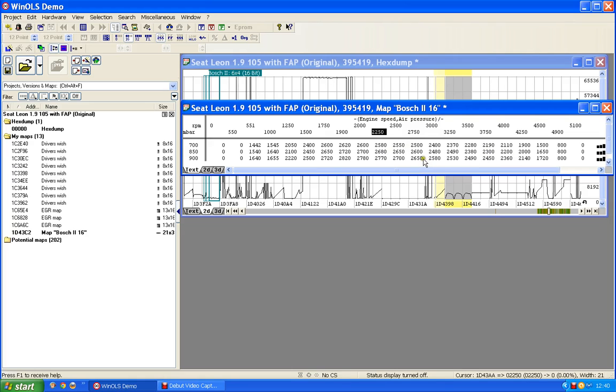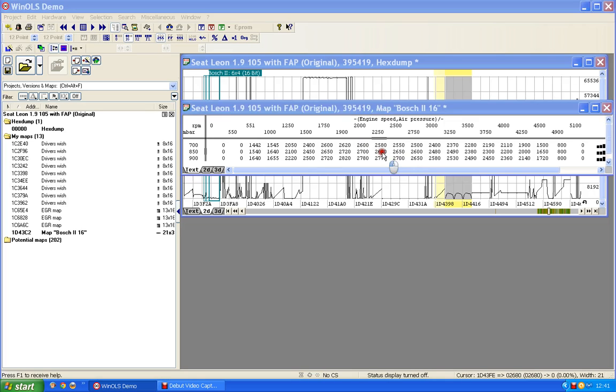This looks suspiciously not like injection quantity, which is what we would have found on an EDC15, because again these figures would be too low, wouldn't they? I mean, that would be 27.7 milligrams and that would be 26.5. So it looks as if our torque map is actually measuring torque.